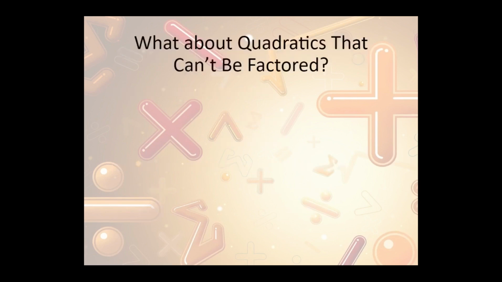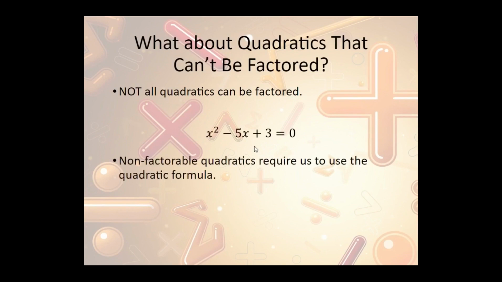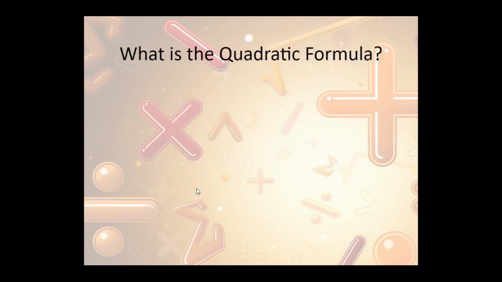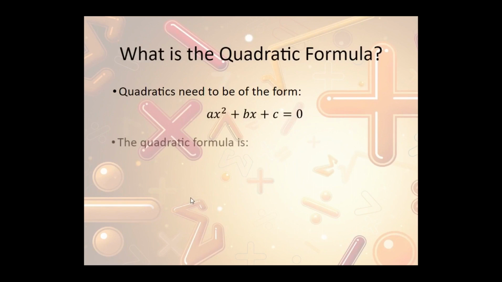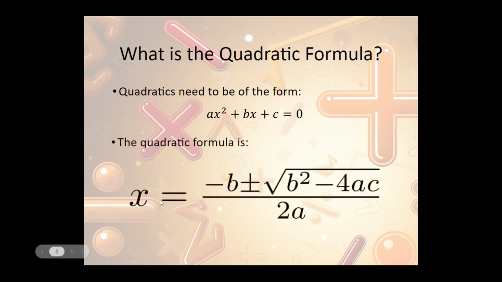Now what about quadratics that can't be factored? Not everything comes out evenly. Not all quadratics can be factored. For instance, this one, x squared minus 5x plus 3 equals 0, is a non-factorable quadratic. So when we get these non-factorable quadratics, we have to use what's called the quadratic formula. So what is the quadratic formula? Quadratics will always appear as ax squared plus bx plus c equals 0. And from that, we can create the quadratic formula, which says this: x equals negative b plus or minus the square root of b squared minus 4ac, all over 2a.